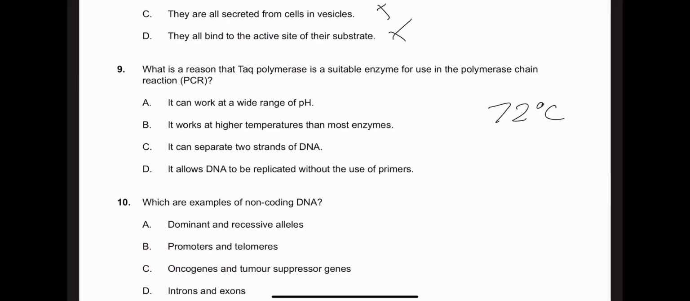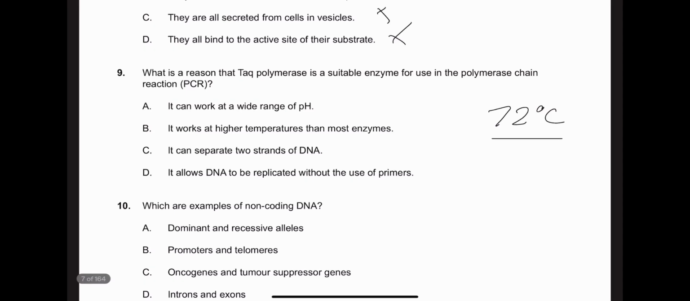We use Taq polymerase specifically because it's derived from this thermophile, which has a resistance to high temperatures. So this enzyme won't denature until it's at very high temperatures, which is why it's able to survive at 72 degrees Celsius, which is what the reaction requires, the optimum of Taq polymerase. So that's the reason we're looking for. So wide range of pH is not true. Higher temperature than most enzymes. That's essentially what we said. So we'll keep a tick on that.